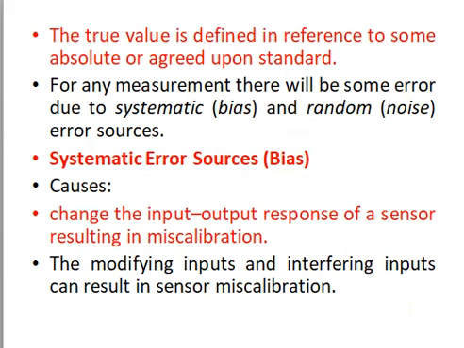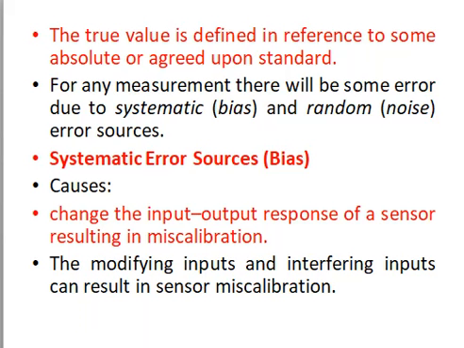Now, the true value is defined as the reference absolute value that is agreed upon. As I told you, whenever you buy a small battery for your radio receiver, you find that the voltage is 1.5, that's the standard. Then for any measurement, there will be some errors, and these errors are caused by different reasons. One of them is what we call systematic errors. Sometimes we call them bias errors. And we have another type of error, which is random or noise. This is the error that we cannot say exactly what causes it.